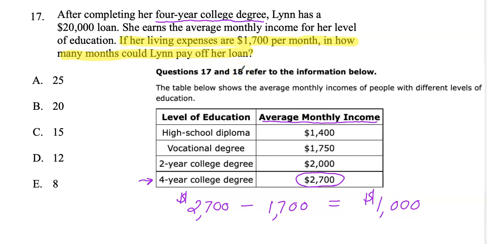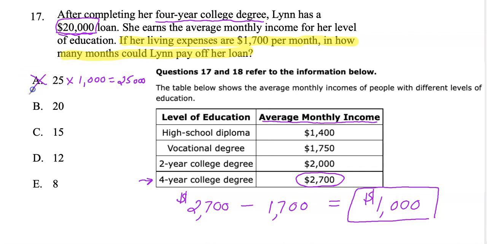Well, her loan is $20,000. She can use $1,000 to pay this off. So she can use this $1,000 left over to pay off her loan. How many months would it take her? In other words, how many thousands come out of 20,000? I'm thinking division. It's one way to do it. Let's say it took her 25 months. Let's use our answer choices. If it takes her 25 months and she's paying $1,000 off a month, what's 25 times 1,000? Does that equal 20,000? No, that equals 25,000.